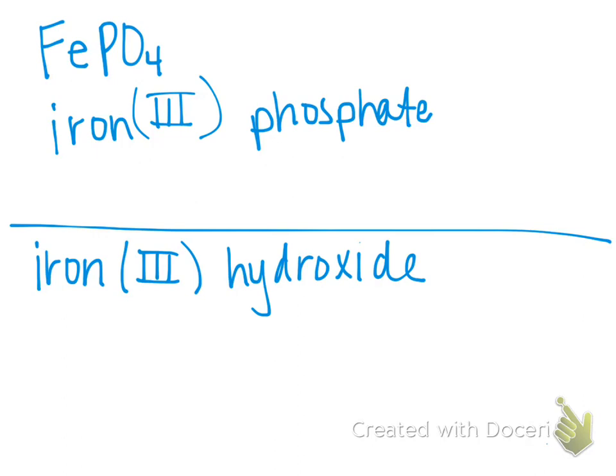Good. Okay, a 1-to-1 ratio here means, I know phosphate is always -3, which means in order to have a 1-to-1 ratio, iron has to be +3 also. Okay, next one, iron 3 hydroxide.